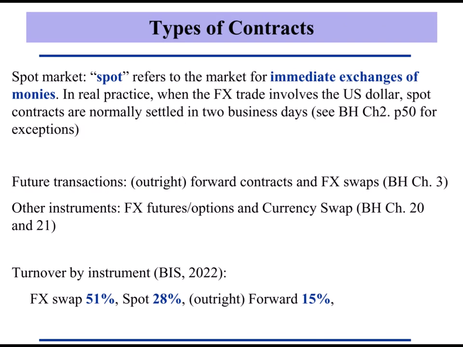Now I want to talk about the types of contracts we can use in the FX market. First of all, we have the spot market. Here, spot refers to the market for immediate exchanges of currencies. In real practice, when the FX trade involves the US dollar, so you want to change US dollars for pounds, the spot contracts are normally settled in 2 business days. So you make a contract today, after 2 business days, you're going to get the foreign currency. You can take a look at Baker-Hardwick chapter 2 page 50 for some exceptions. For some FX trades, you need more time, even in spot transactions.